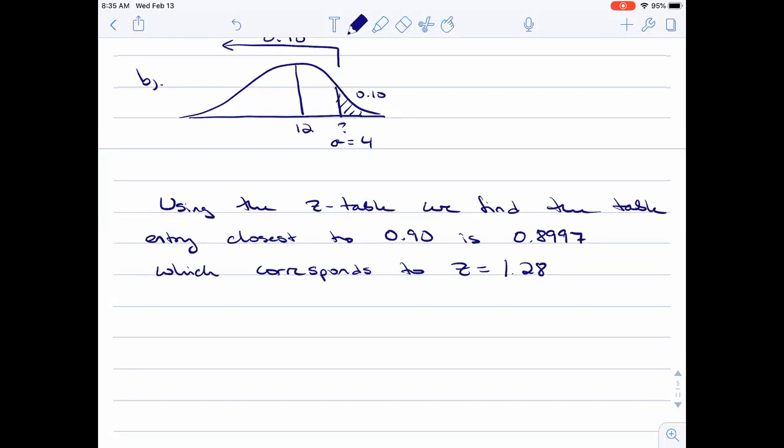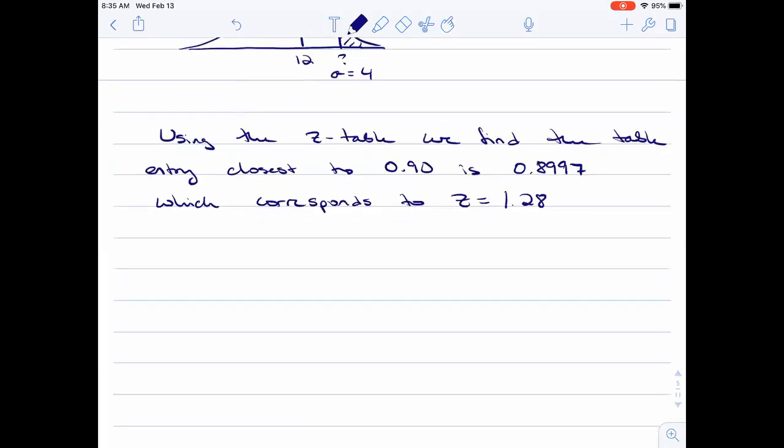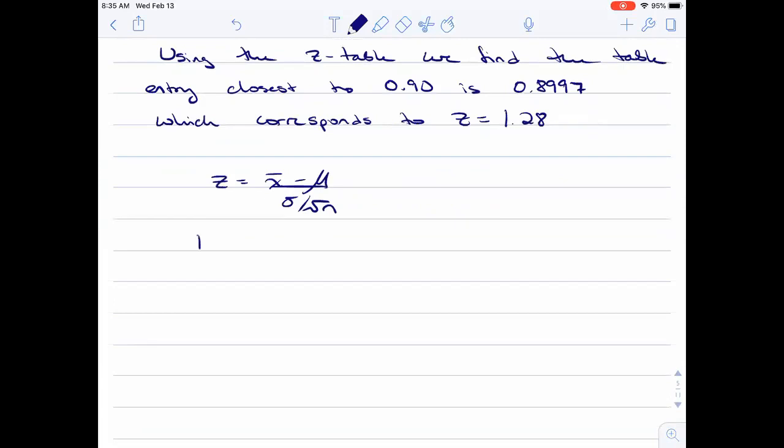So we all know this section is a bit of review from the test that we just did, right? So nothing's really changing. The methods all stay the same. It's just that we're talking about a mean now. Okay. And so Z is x bar minus mu over sigma over root n. So Z is 1.28. We're trying to find x bar minus mu, which is 12, over sigma, which is 4, over the square root of n, which was 10.